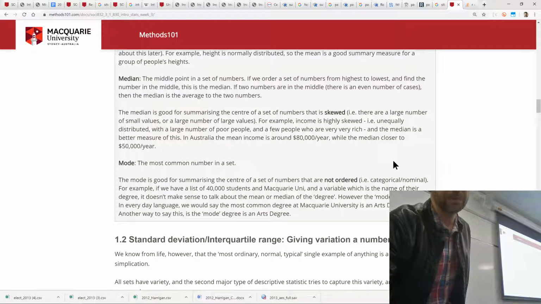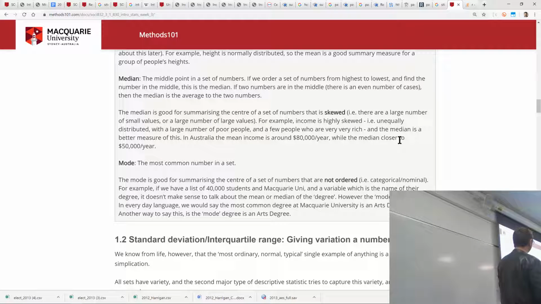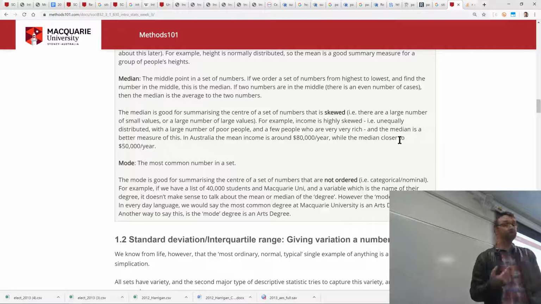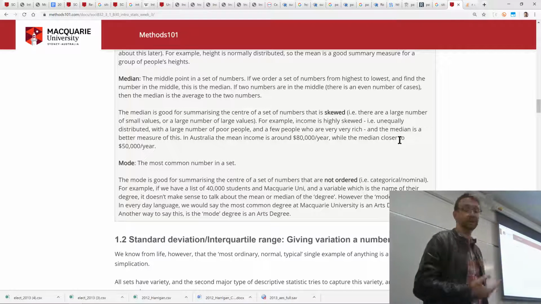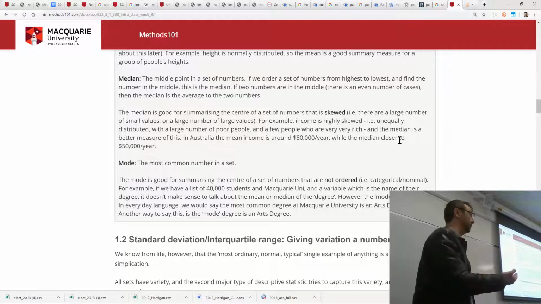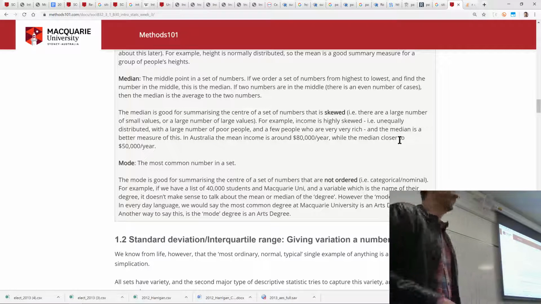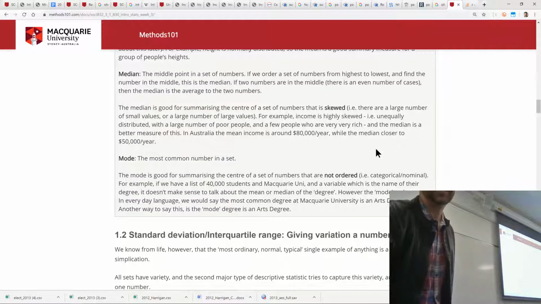We use median for skewed data, and we use mode for data sets that are not ordered, so categorical or ordinal. We can't talk about the median color, right? It just doesn't make any sense, but we can talk about the most common color in this room that people are wearing, blue or black, right? Okay.